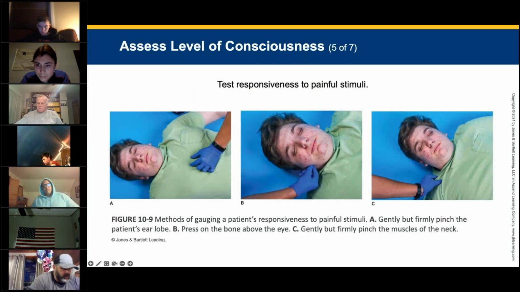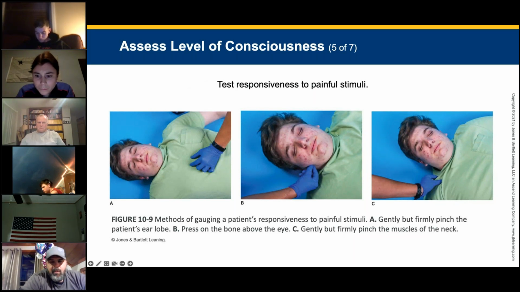Testing responsiveness with painful stimuli: you can gently but firmly pinch their earlobe. You can press on the bone above their eye, and you can gently but firmly pinch the muscles of the neck. Those are some different ways you can additionally try if your patient's not responding to you on their own, not responding when you speak to them. We do have patients that are deaf. Maybe they're asleep and they don't even know you're there.